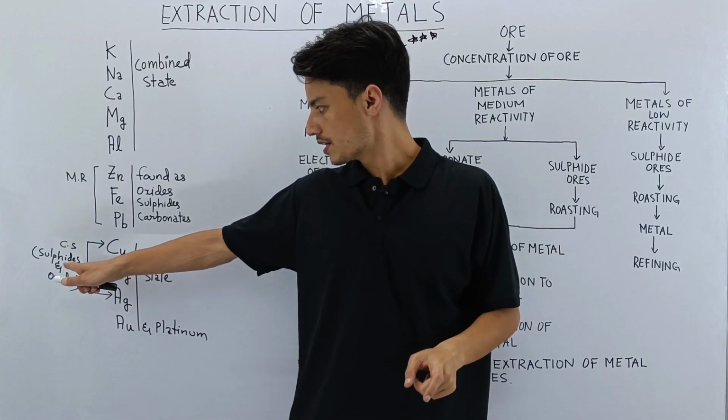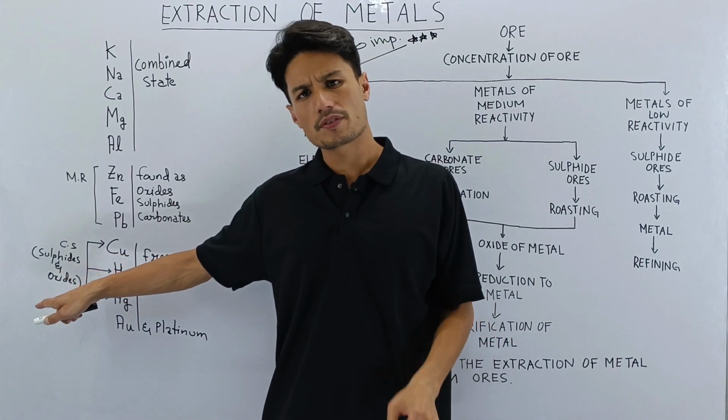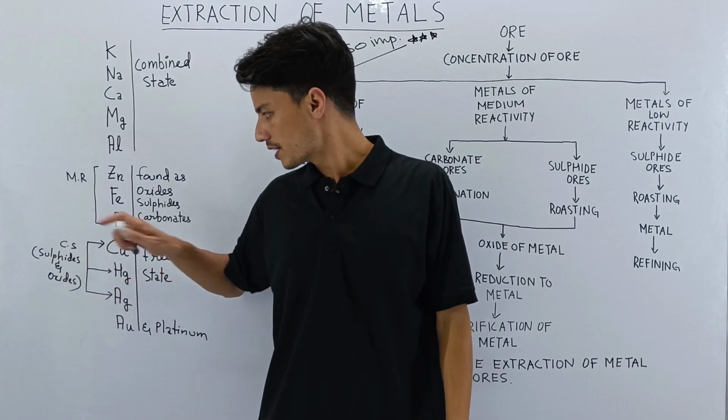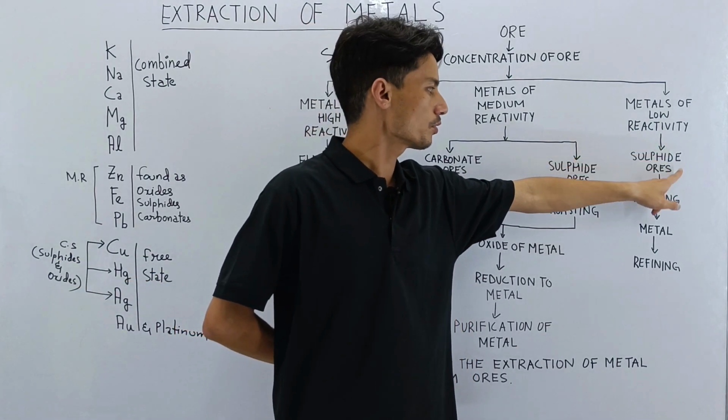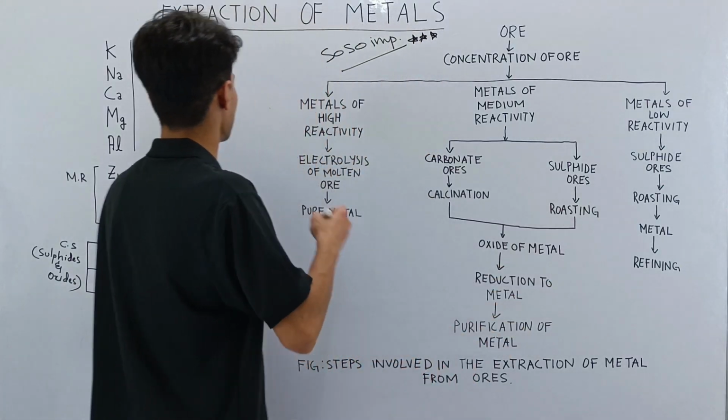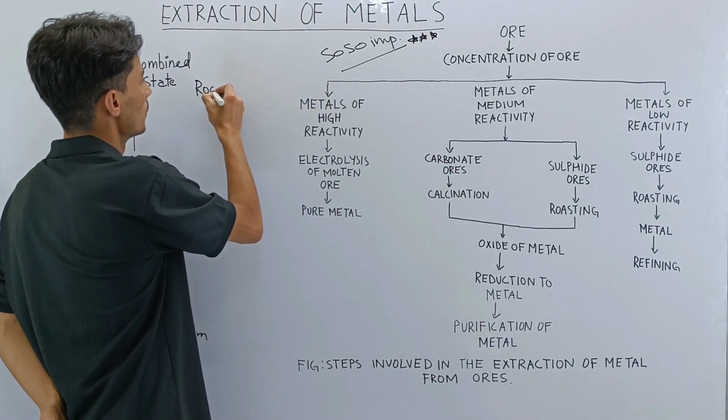Here it's written sulfide and oxide, but there is no mention of oxide ores in your textbook. So strike out oxide, we'll deal with sulfide only. So sulfide ores, what do we do? We heat, roasting. What is roasting?